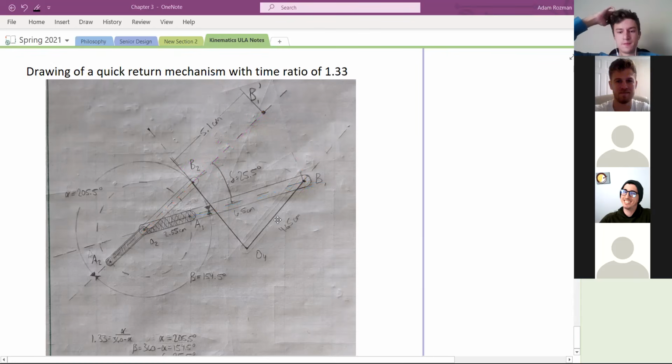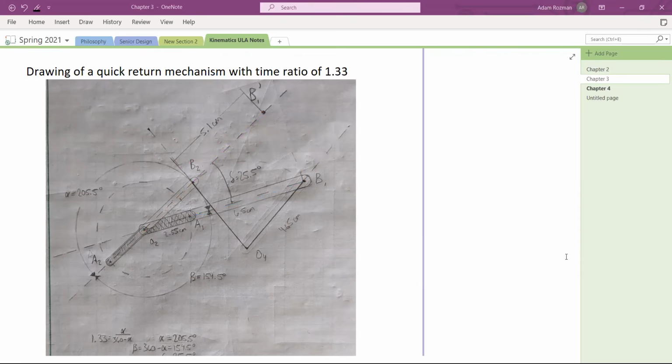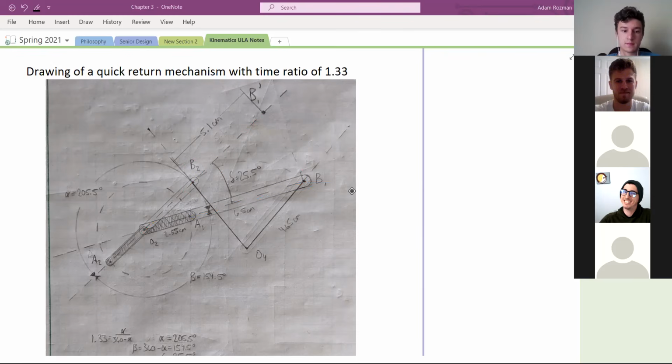Actually, I do have a question if you don't mind. Yeah, go ahead. Would you mind proving that the distance for your B1 to A1 is the same as your B2 to A2? Oh, so you're saying this and this?